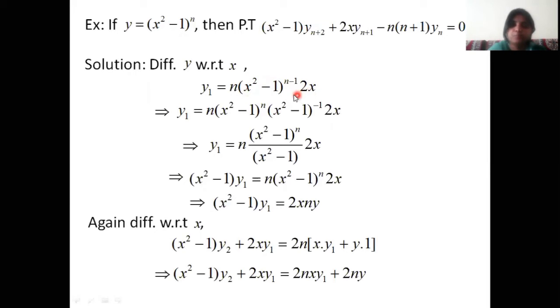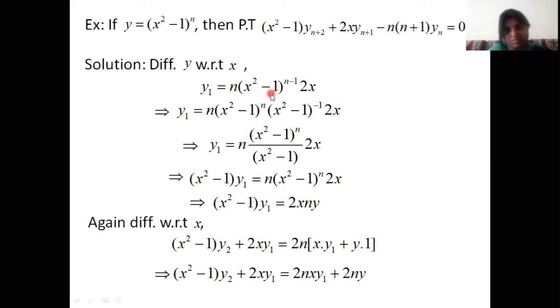And see here, splitting this term, (x square minus 1) whole power (n minus 1), using the law of indices, will be (x square minus 1) whole power n into (x square minus 1) whole power minus 1. So that is what I have done. I just used the law of indices. So it is n into (x square minus 1) whole power n into (x square minus 1) whole power minus 1 and into 2x. I have written this n 2x as it is.